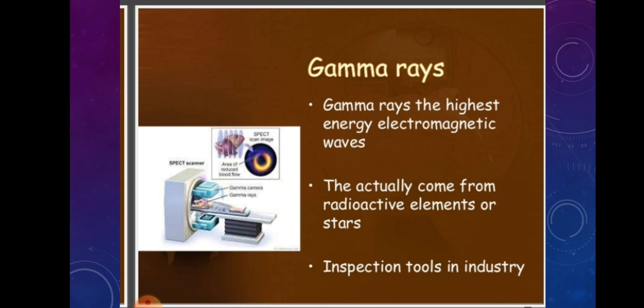Gamma rays. Gamma rays are the highest energy electromagnetic waves. They actually come from radioactive elements or stars. They are an inspection tool in industry.